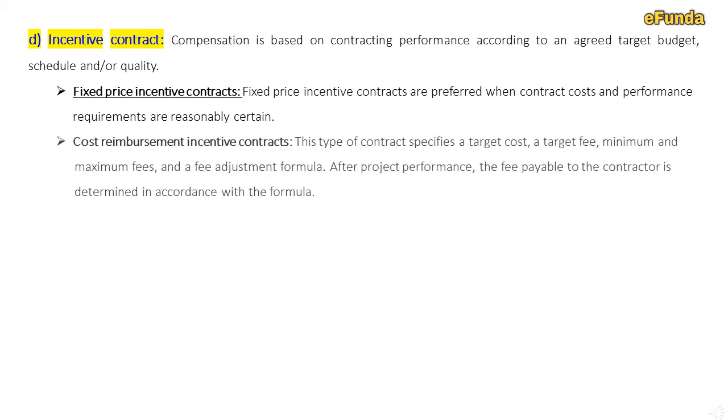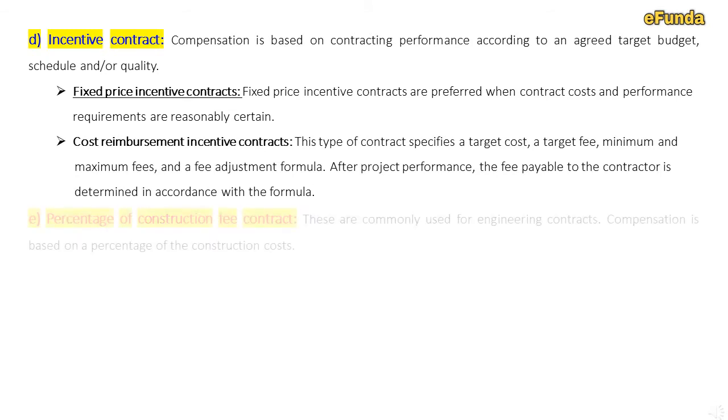Another type, cost reimbursement incentive contract. This type of contract specifies a target cost, a target fee, minimum and maximum fees, and a fee adjustment formula. After project performance, the fee payable to the contractor is determined in accordance with the agreed formula.